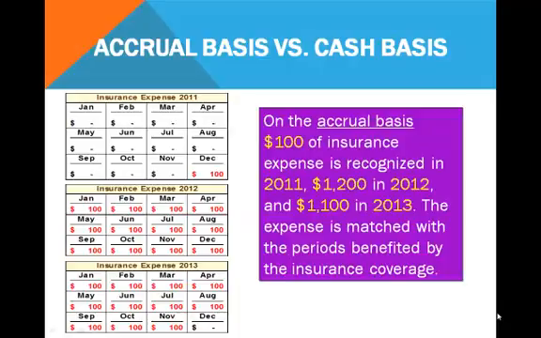On the accrual basis, we record $100 of insurance expense in the month of December 2011, $100 for each month in 2012, and $100 for the months January through November in 2013. We are matching the expense with the periods that are benefited by the insurance coverage. This is a better cost matching of revenues and expenses.